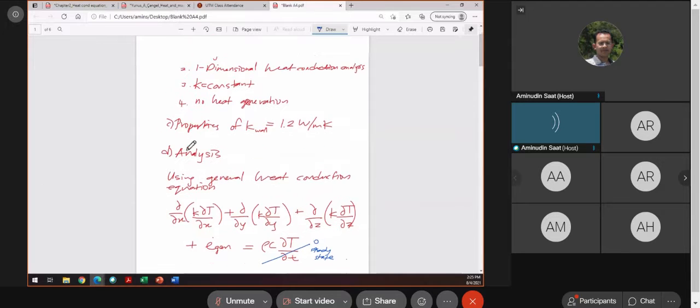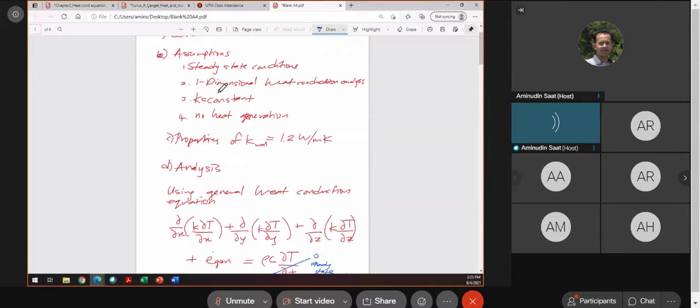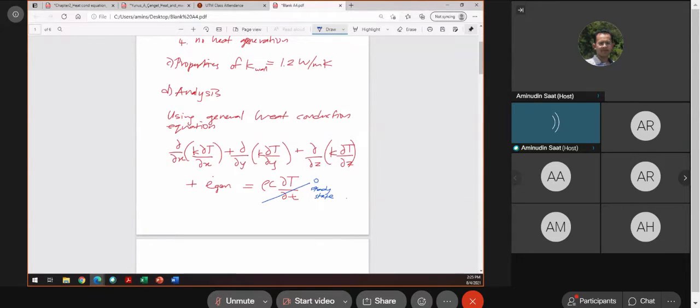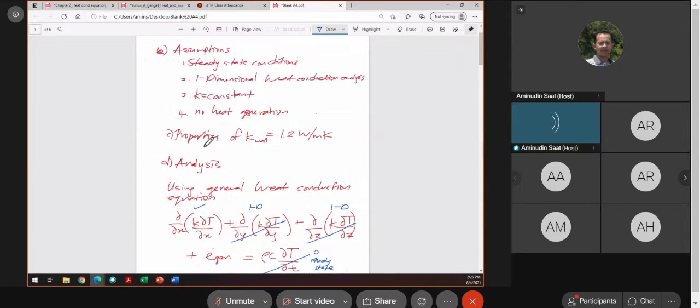And then the second, because of one dimensional heat conduction analysis, you will not consider the y and the z. So this is a 1D, so you only consider x, because x is your interest. It might be y, then the x is also 0, depending on your schematic or how you sketch the system.